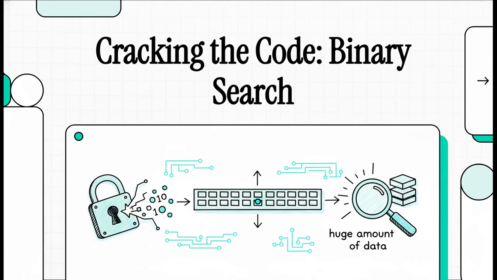All right, let's get into it. Today we're cracking the code on one of the most elegant and, frankly, powerful algorithms out there, binary search. If you've ever had to find one thing in a massive pile of data and you need it fast, well, this is the secret sauce.